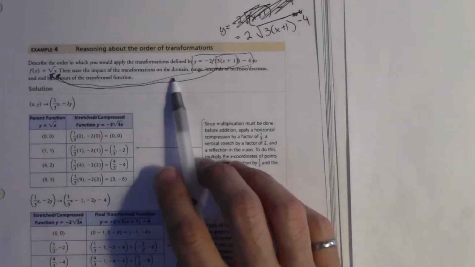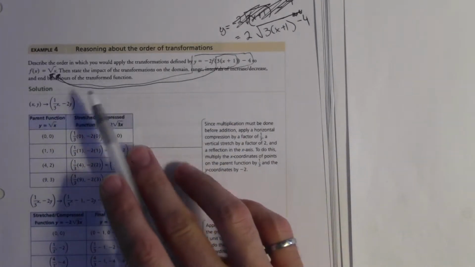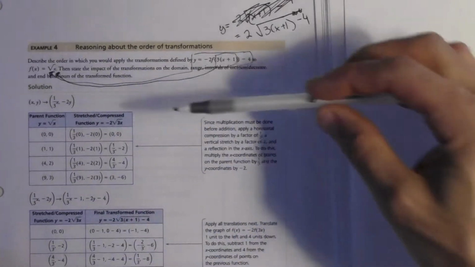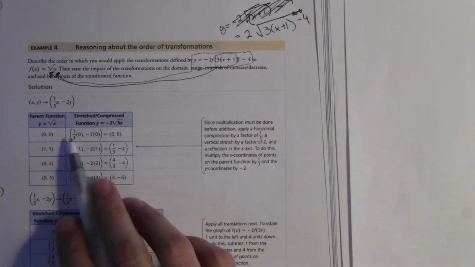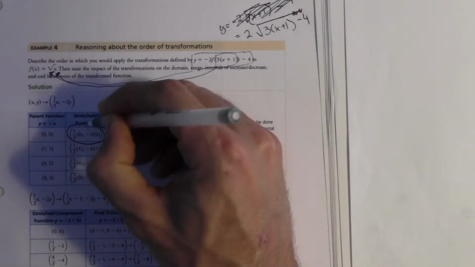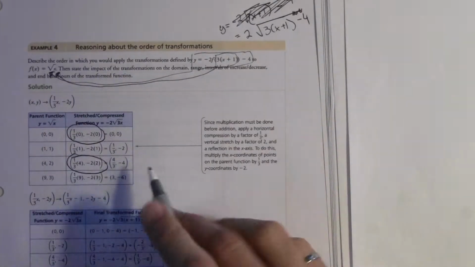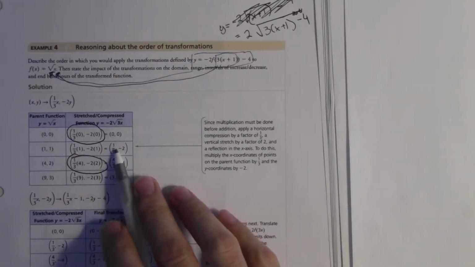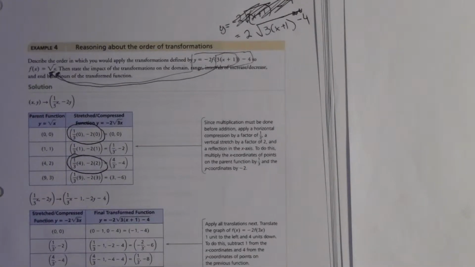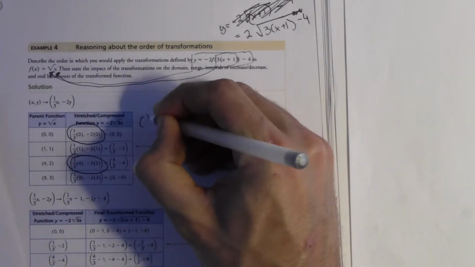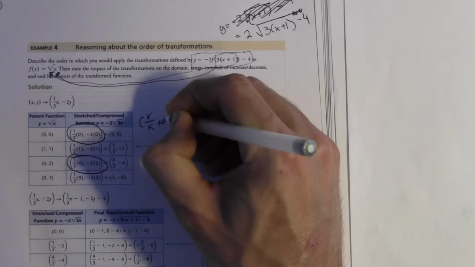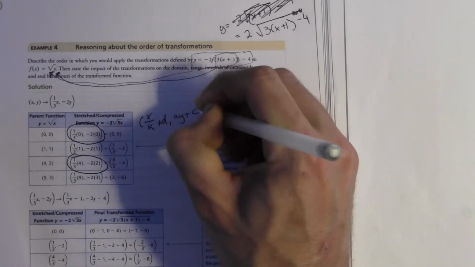Okay, then state the impact of the transformations on the domain, range, intervals of increase, and the end behaviors of the transform function. So here you can see they've used that formula that we went over just in the last example. And see how easily they convert the points. Okay, and that allows them to graph it very quickly. All right, so great to remember this formula. Where is it? This formula right here, x over k. So I'm writing it down again here, ay plus c.